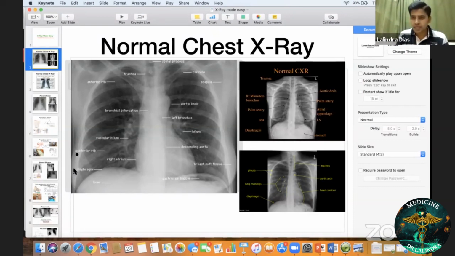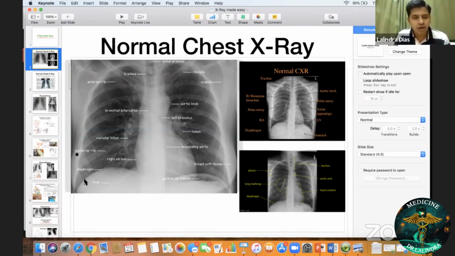Now, costo means ribs, phrenic means diaphragm. So this is called the right costophrenic angle, right? Costophrenic angle. And there should be a nice angle like this. It's a pointed angle, right? And this should be black. Why? It's filled with air.